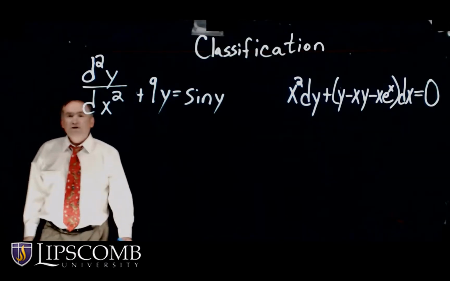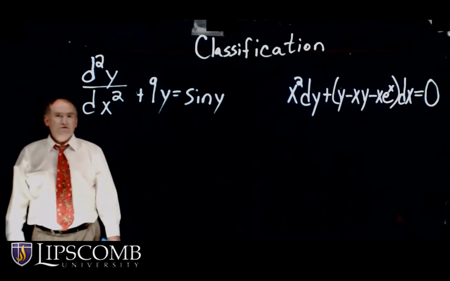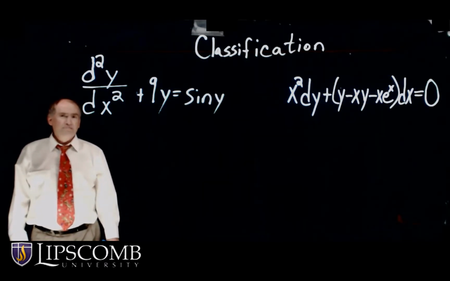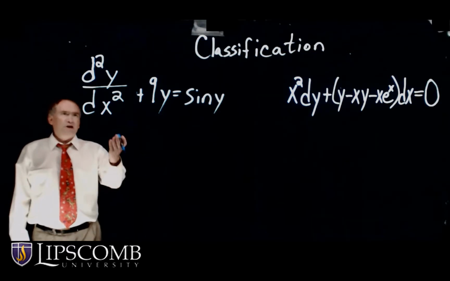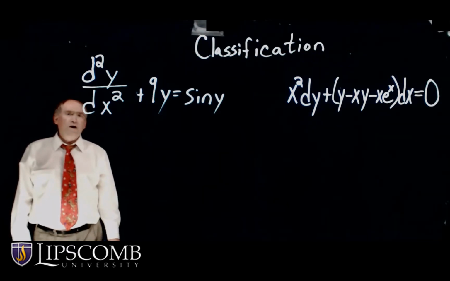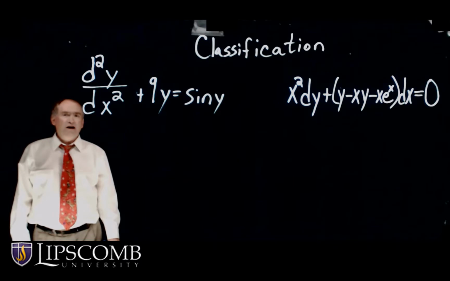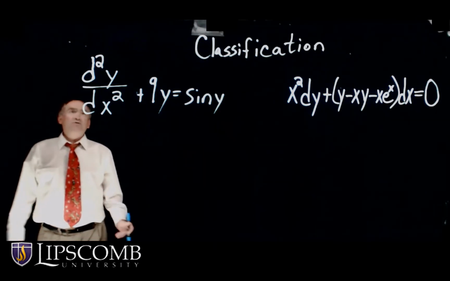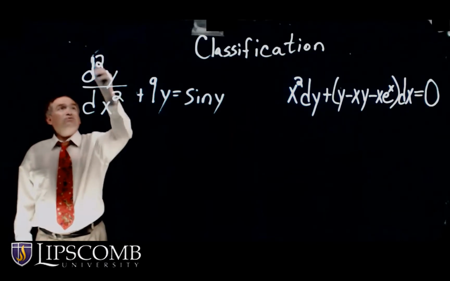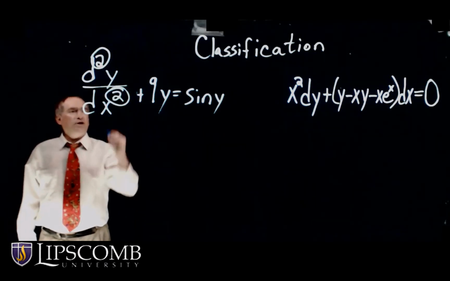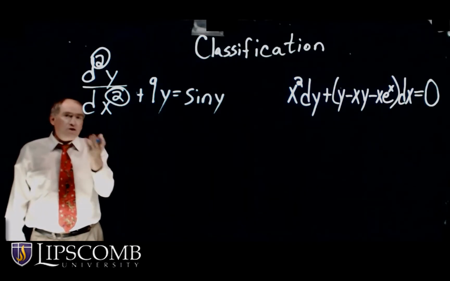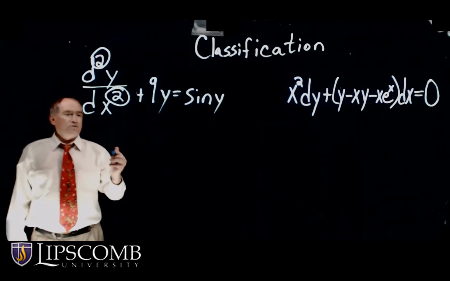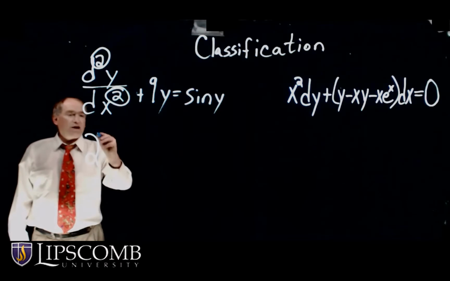The first thing we want to deal with is the classification of differential equations. So I've chosen two examples here. The first example is the second derivative of y with respect to x plus 9y equals sine of y. The first thing I notice is the 2 here and the 2 here. So this is a second derivative. There is no higher order. So therefore this is a second order.